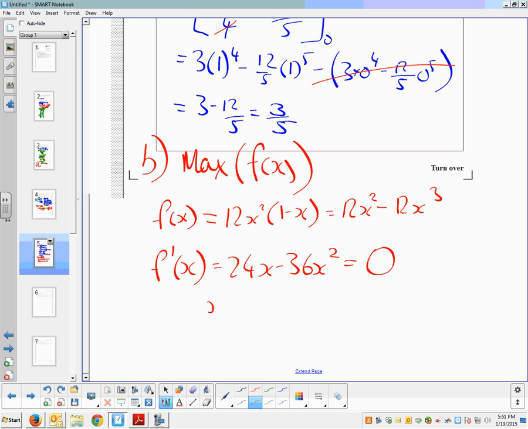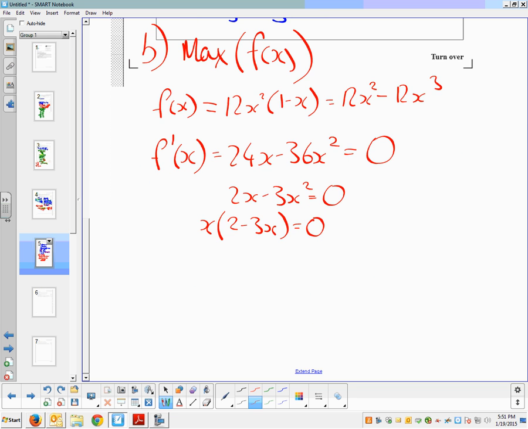Solving that equation, I can divide it all by 12. Let's do that first. Divide it all by 12, I get 2x minus 3x squared is equal to 0. x times (2 minus 3x) is equal to 0, which means either x is 0 or x is 2 over 3. Therefore, the mode is x is 2 over 3.